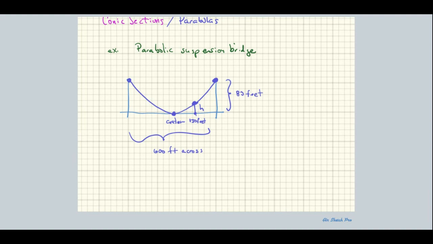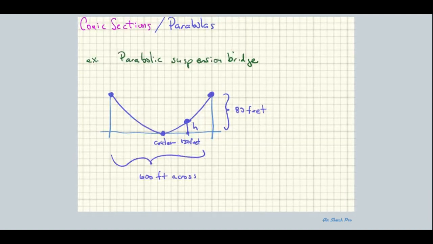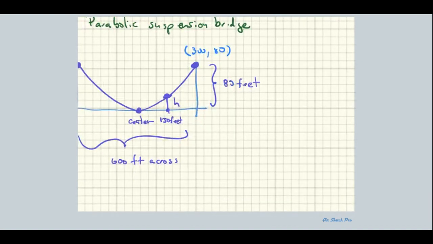Oh well, here we go. So let's go ahead and write down the coordinates of this point in the time that we have left, which isn't a lot. This is x is 300, y is 80, and it opens in the positive y direction. So it's 4ay equals x squared. I'm going to set this at the origin.